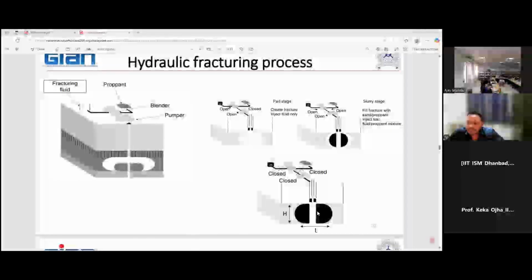This is the ideal case, but the actual case is somewhat like this. You see, this is the big fracture, and the amount of fracture covered by the proppant is only about this much. Okay? So it will never cover the entire fracture.